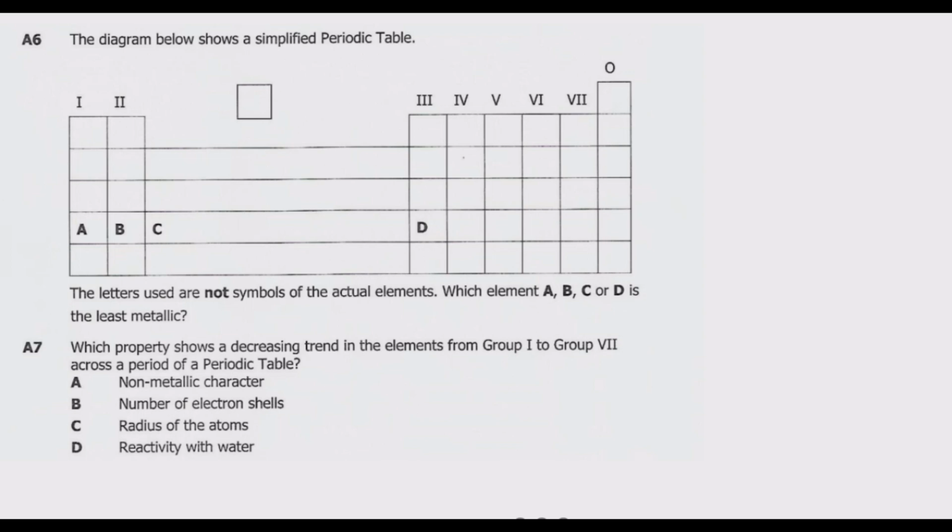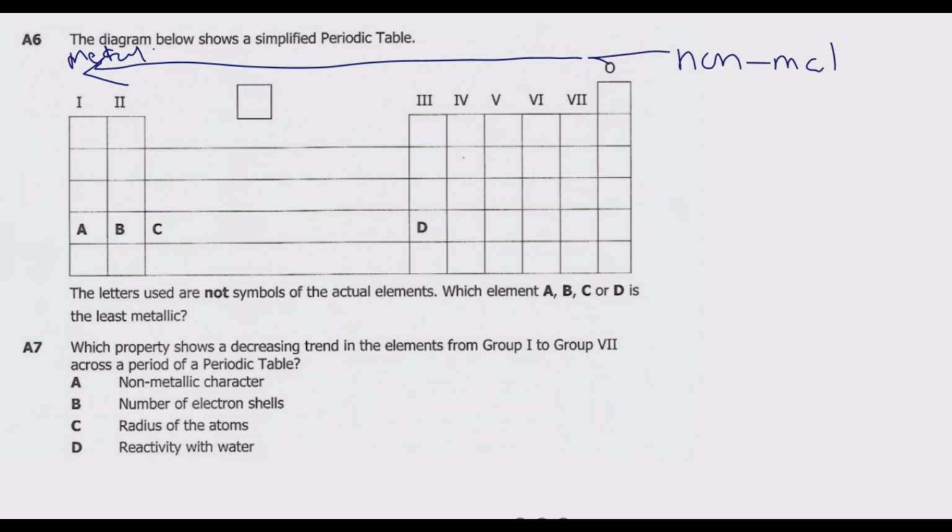So what this tells us in this case is as you move from this direction, they become more metallic. Then here they become non-metallic. So that's what we need to know. So if you look at it, all these elements are in the same period. So what it means is D will have the least metallic property or characteristics. So D is the answer. A will have the most metallic properties or characteristics.